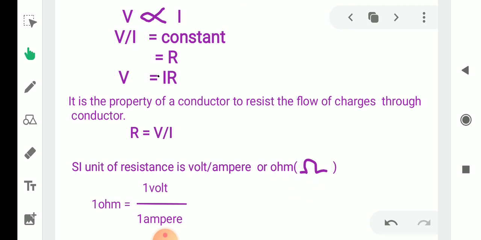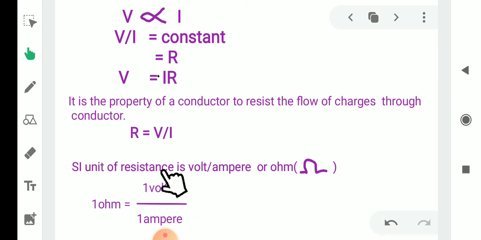The SI unit of resistance: the resistance of a conductor is said to be 1 ohm if 1 ampere of current flows through it when a potential difference of 1 volt is applied across the ends of the conductor. Once again, the resistance of a conductor is said to be 1 ohm if 1 ampere of current flows through a conductor when a potential difference of 1 volt is applied across its ends.